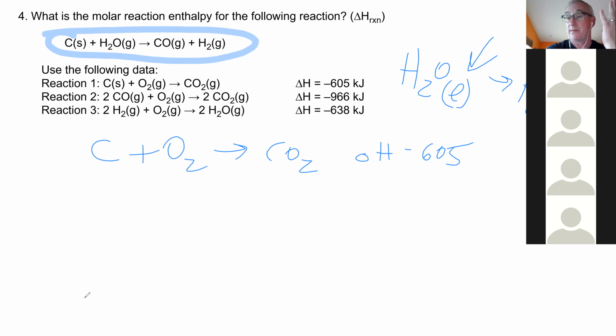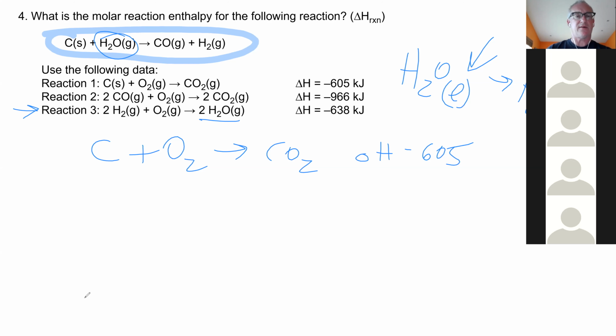Where are we going to find water, basically? Let's just look for water. Water is a gas. Number 3. That's number 3. Yeah, so that's going to be in number 3. There are two problems. Water here is a reactant, but I need it as a product. So I'm going to flip that around.